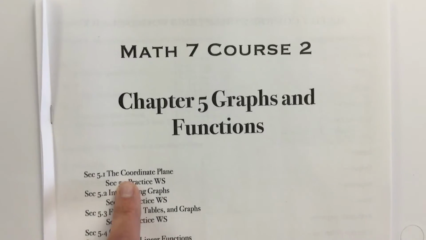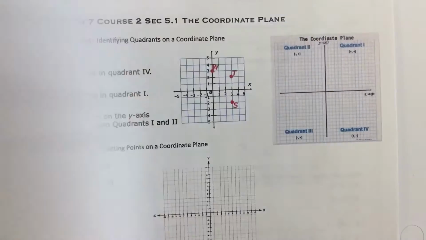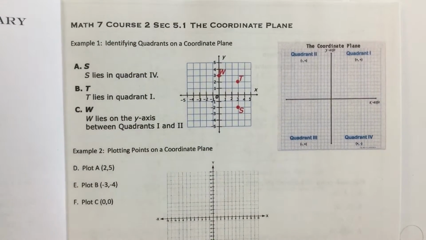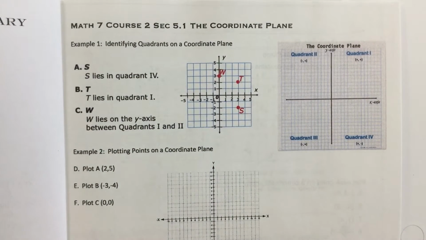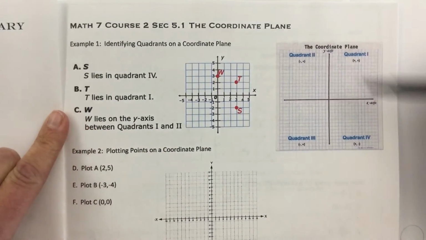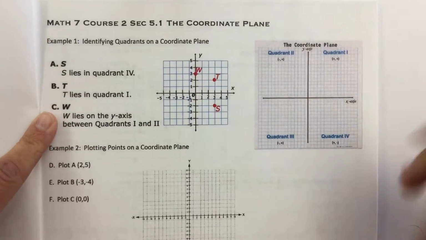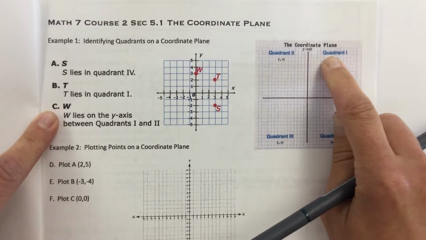So Math 7, we are doing section 5.1, which is the coordinate plane. A lot of this material is probably some review for you guys. One thing that might be new is the fact that a coordinate plane, we know, is formed by the x and y axis. It's broken down into 4 sections, and we call these quadrants, okay?